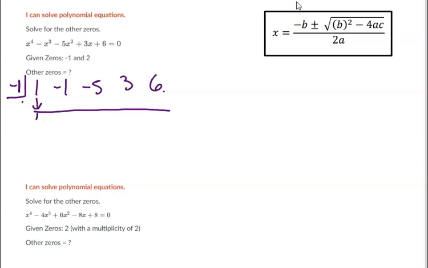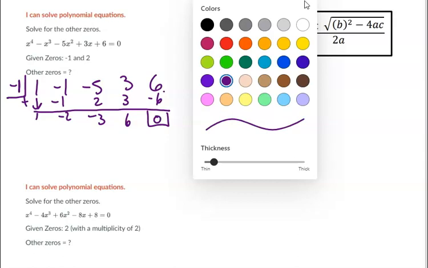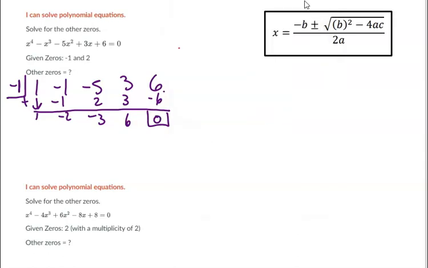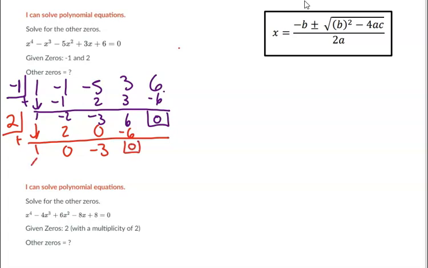Okay, break down the 1. 1 times negative 1, get 2, 3, negative 6. And then this should be 0 if this is actually a 0. Okay, let's do it again, except for this time we're going to put in a 2. Break this down. Get 2. And then here we go. So this is our x squared term, and here's our constant term.